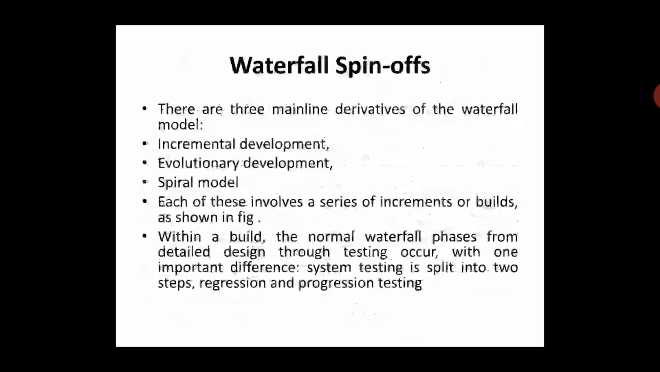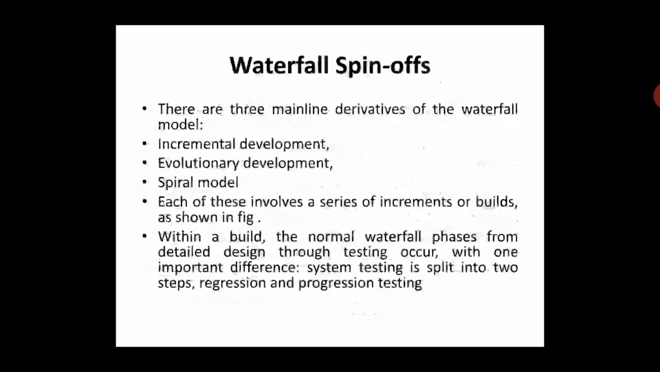Within a particular build, the normal waterfall phases from detailed design to testing occur with one important difference. Systems testing is split into two steps: regression and progression testing. In the earlier waterfall model, each design activity is considered a different activity, and all the design activities constitute one single process. Here each approach is considered as a build, a different unit of build.